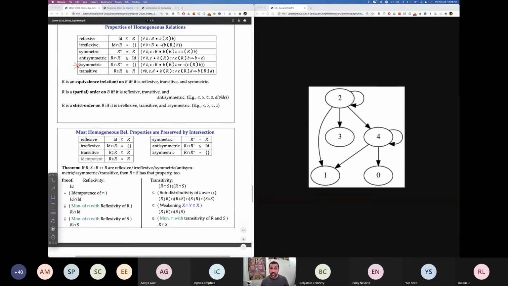Is this graph asymmetric? Asymmetric means there's at most one edge between any pair. For any two nodes b and c, if there's an edge between b and c, then there can't be an edge the other way around. There's at most one edge.